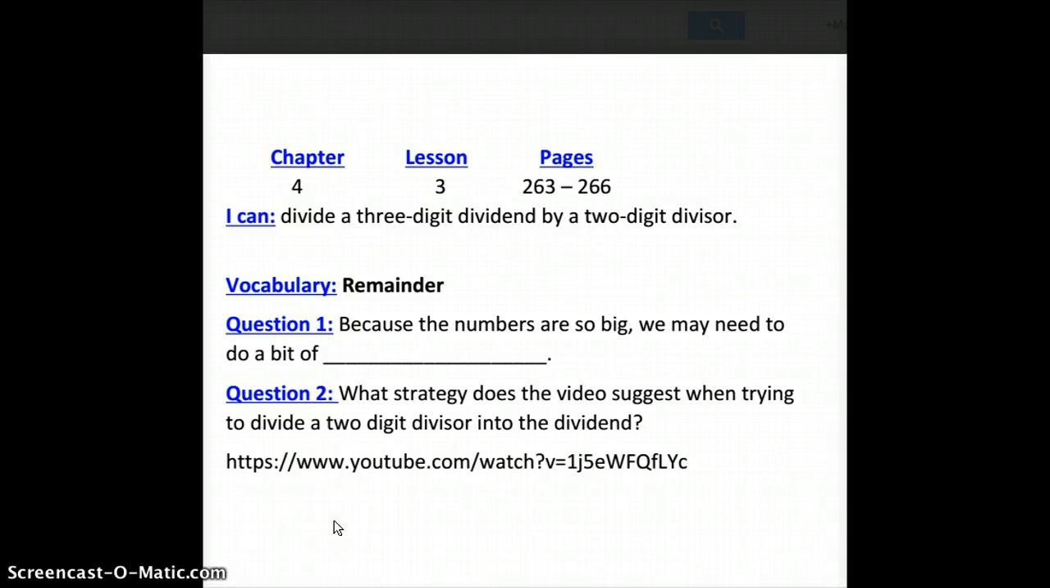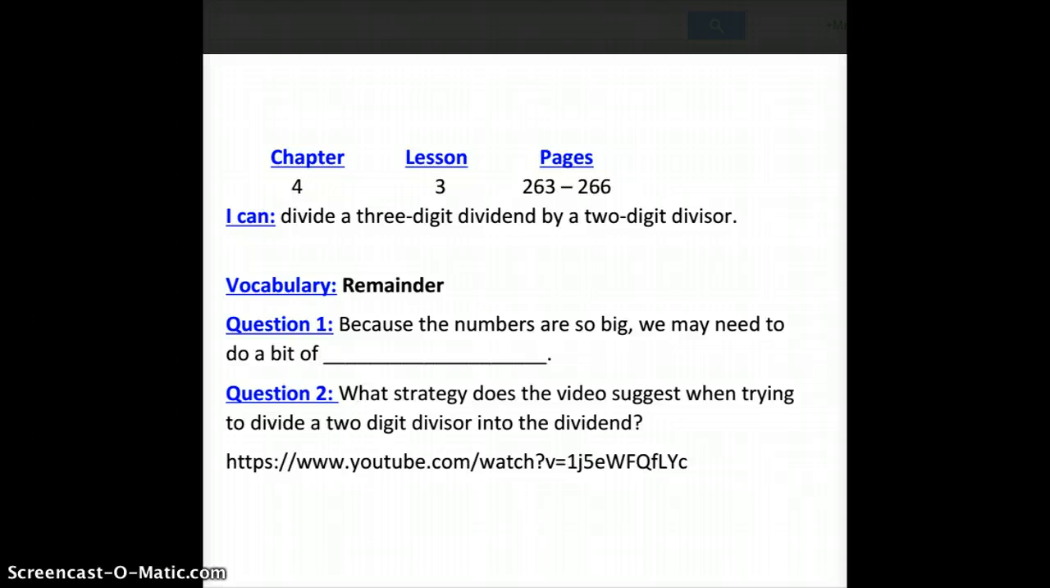Today's lesson is Chapter 4, Lesson 3 on pages 263 through 266. Our objective is I can divide a 3-digit dividend by a 2-digit divisor. So just like our objective yesterday, except we were using base 10 blocks, now we're going to try it with long division. Vocabulary is remainder.